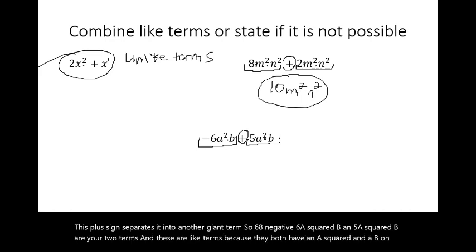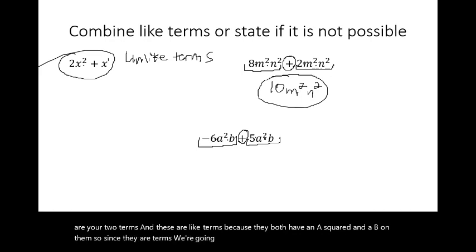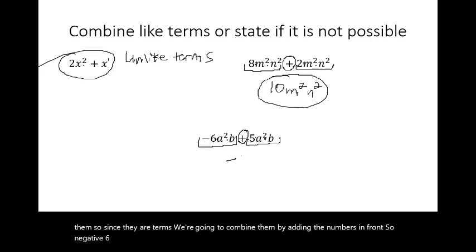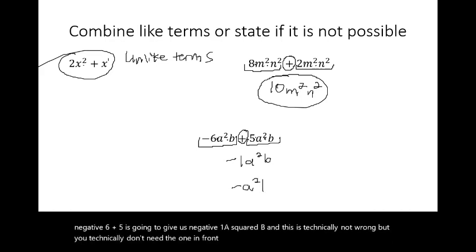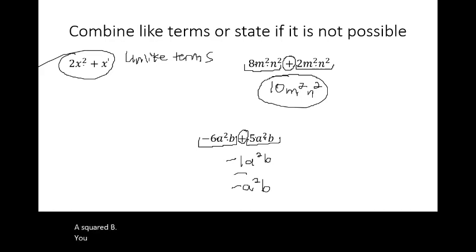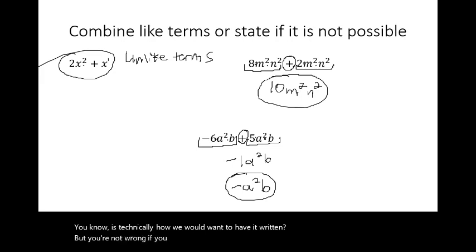So since they are like terms, we're going to combine them by adding the numbers in front. So negative 6 plus 5 is going to give us negative 1a squared b. And this is technically not wrong, but you technically don't need the 1 in front. So negative a squared b is technically how we would want to have it written. But you're not wrong if you put the 1 there, it's just not necessary. So negative a squared b is going to be your final answer.